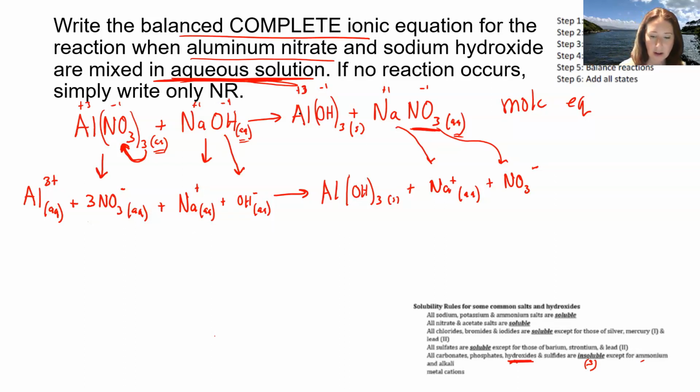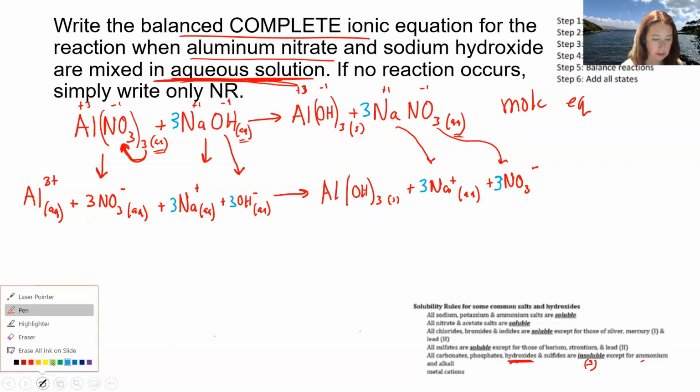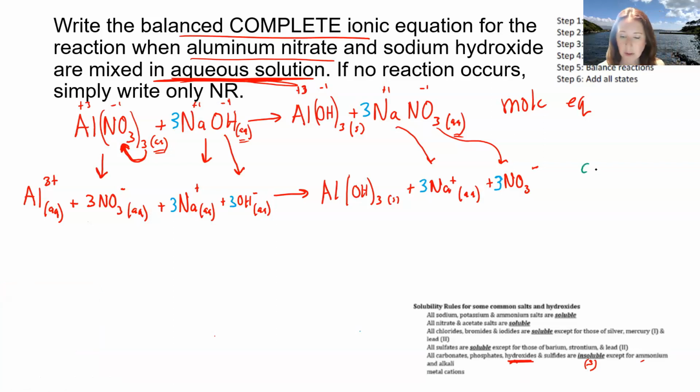So watch what I'm going to do right now: I'm going to balance it. I'm going to put a 3 here, and then I'm going to show you how it fixes right here. That means there's a 3 in front of my Na and a 3 in front of my NO3. But then my Nas don't work, so I have to put a 3 here, which makes a 3 here and a 3 here when I balance it. Now, if I cross off the similar ones, oh, by the way, this is the complete ionic equation.